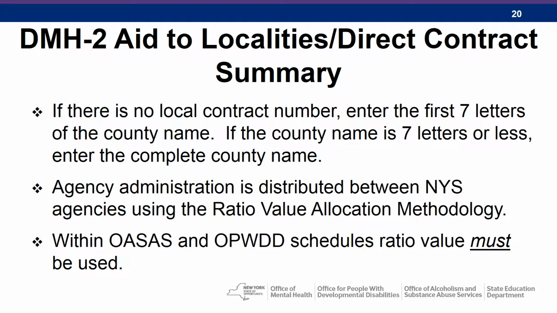Agency administration is distributed between the New York State agencies using the ratio value allocation methodology. Within OASIS and OPWDD schedules, ratio value must be used. Within OMH schedules, agency administration may be distributed between programs using the allocation method used in your agency's approved budget. However, the total agency administration expense reported on the DMH-2 cannot exceed the amount formulated on the CFR 3, line 54.